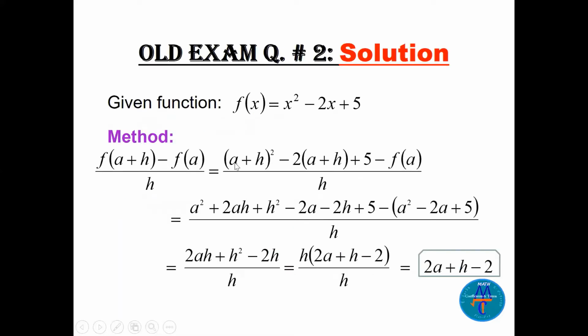I think you know how to do that. It's a little long. A plus h, we have the formula here: a squared plus 2ah plus h squared, minus 2a minus 2h. Multiply here. For f of a, you need a bracket here: a squared minus 2a plus 5, all in the bracket. Simplify everything, you will reach this point. Take h as a common factor and then cancel the h. So 2a plus h minus 2 is the answer.